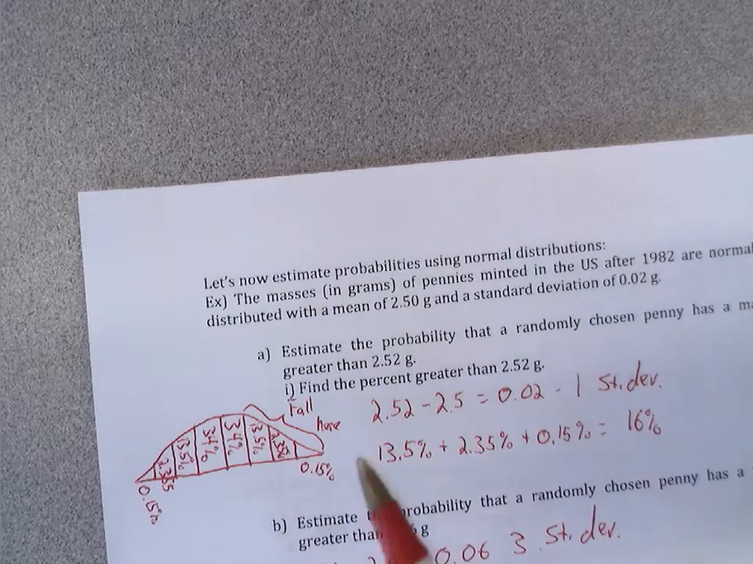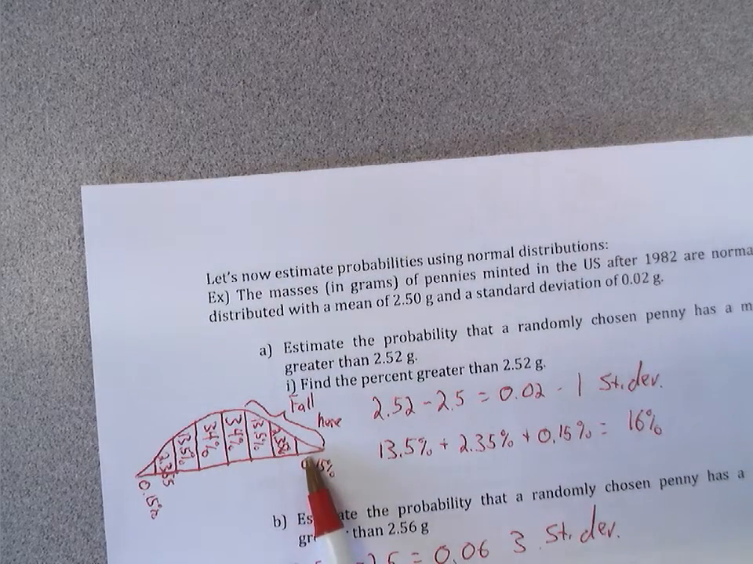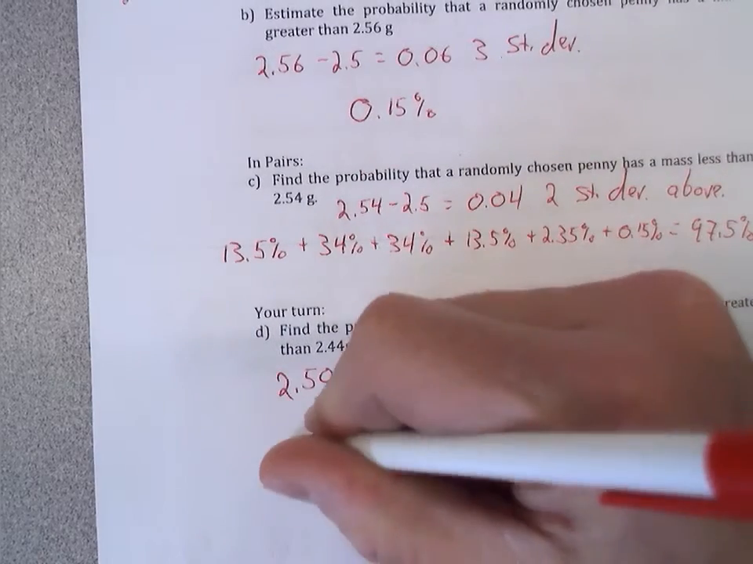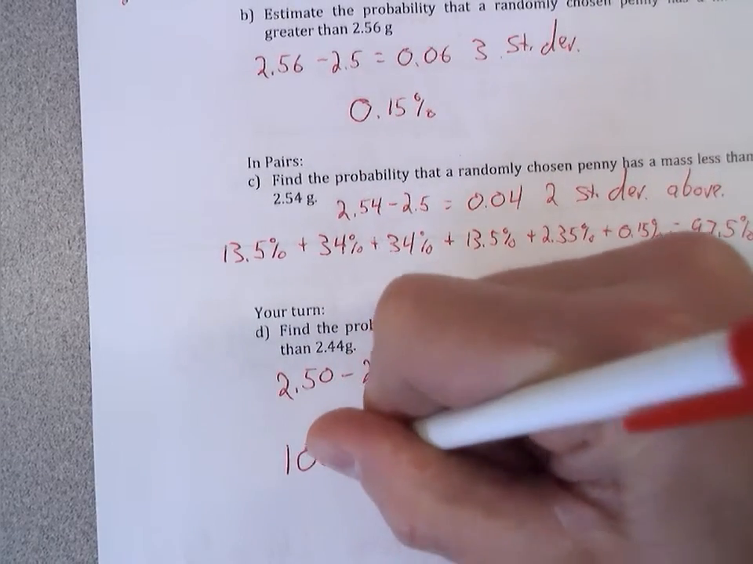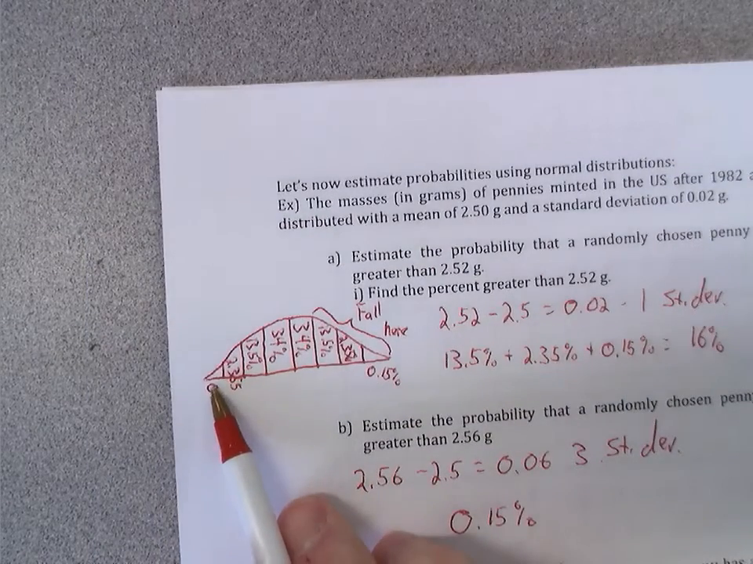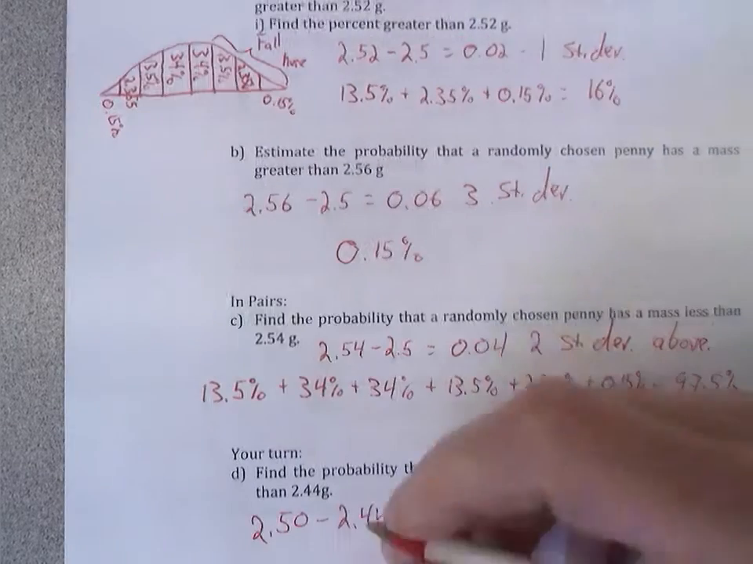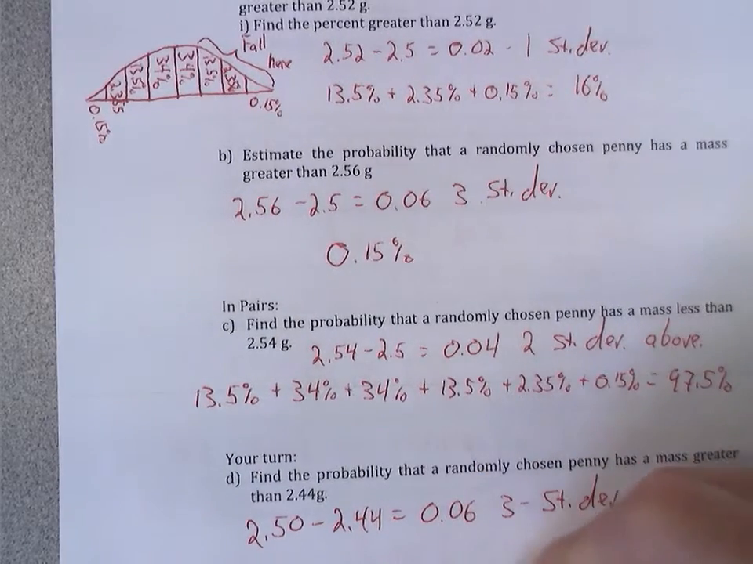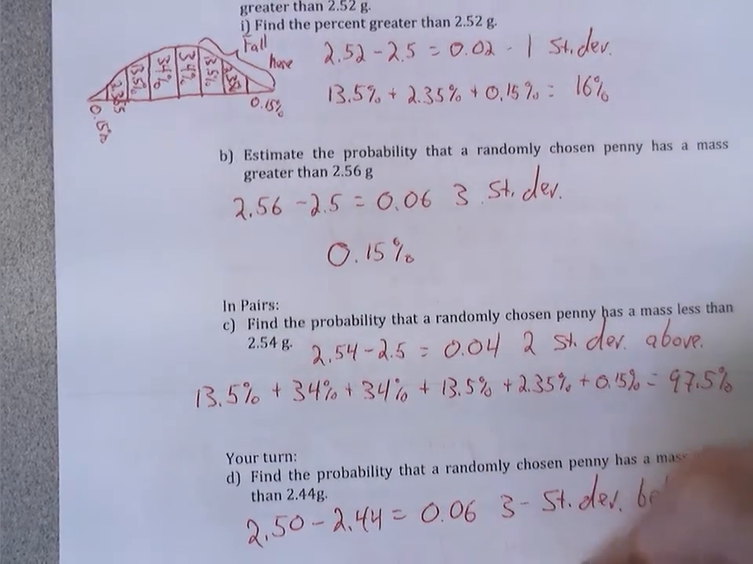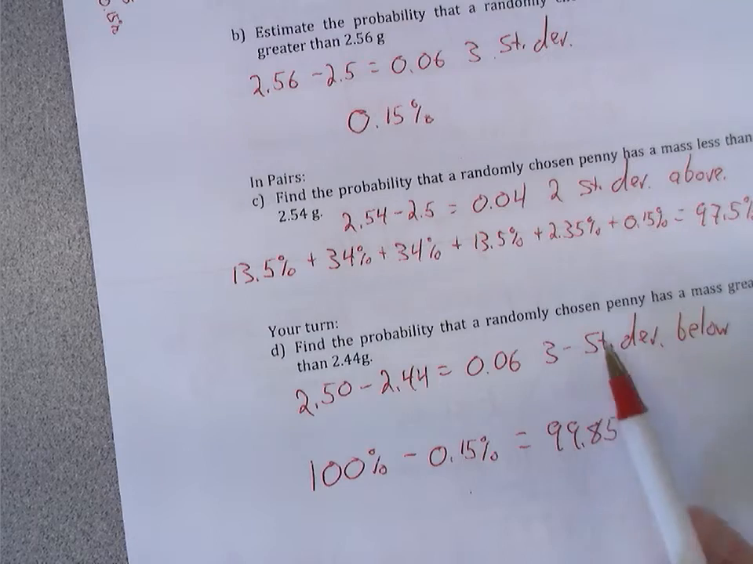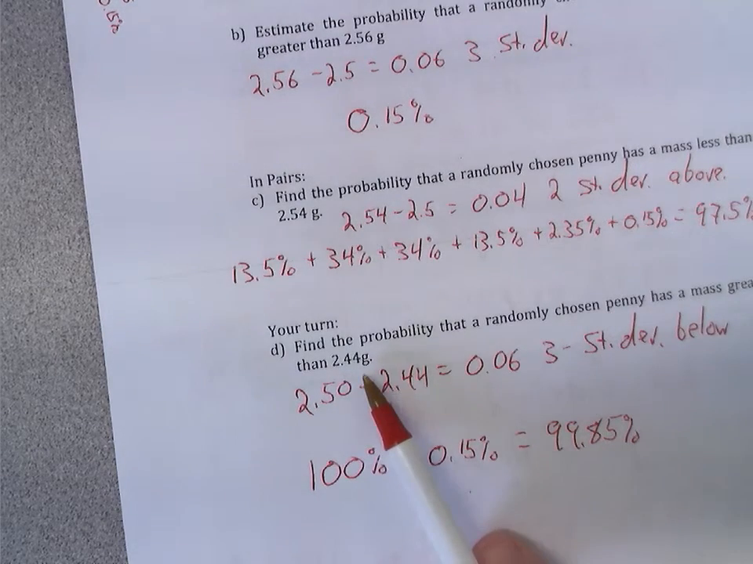So there are 2 ways we can do this. One, we can just add all these percentages together. The other thing we could do is remember that all of this is 100%. So we can take 100% and subtract the area that's not going to be included. In this case, that's this one little area out here, 0.15%. So I subtract 0.15% and I get 99.85%. So there is a 99.85% chance that any penny chosen will have a mass that's greater than 2.44.